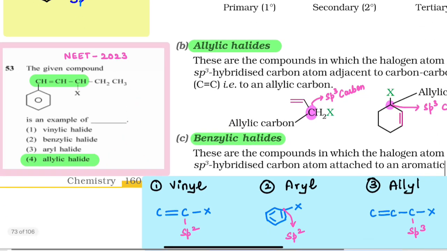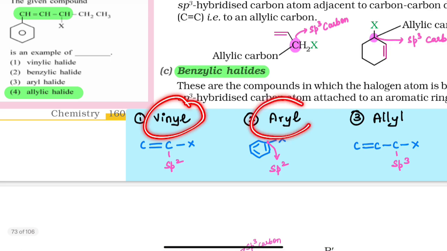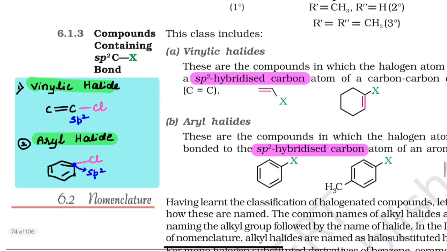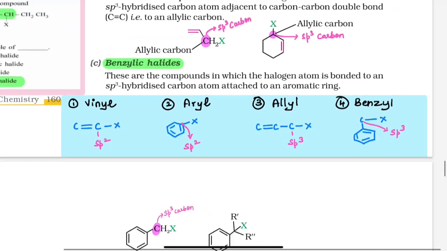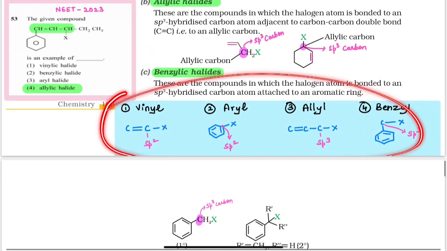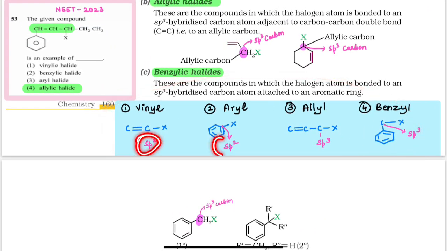Before going through it, we will see what vinyl and aryl are as well. Here you see vinylic halide: the halogen is attached to an sp2 carbon, that is, a double bonded carbon atom. And in aryl halide, the halogen is attached to an sp2 carbon of the benzene ring. Here you can make comparisons. If it is sp2 carbon, you have to select these two options. If the halogen is attached to an sp3 carbon, then you have to choose one from these.